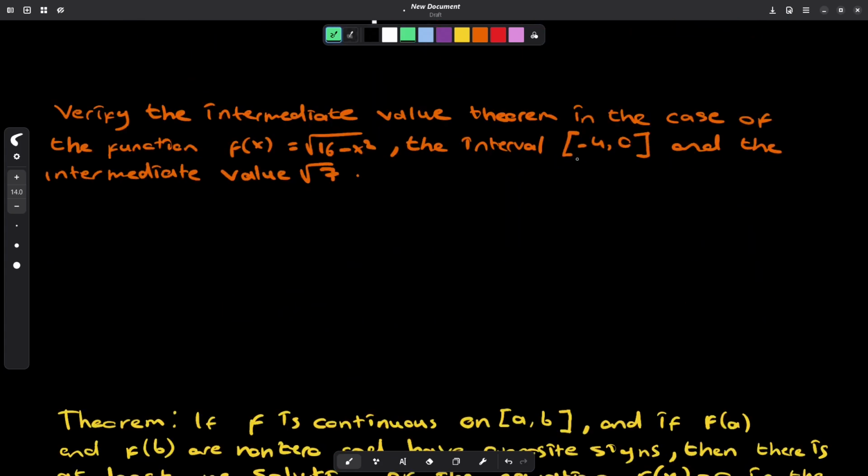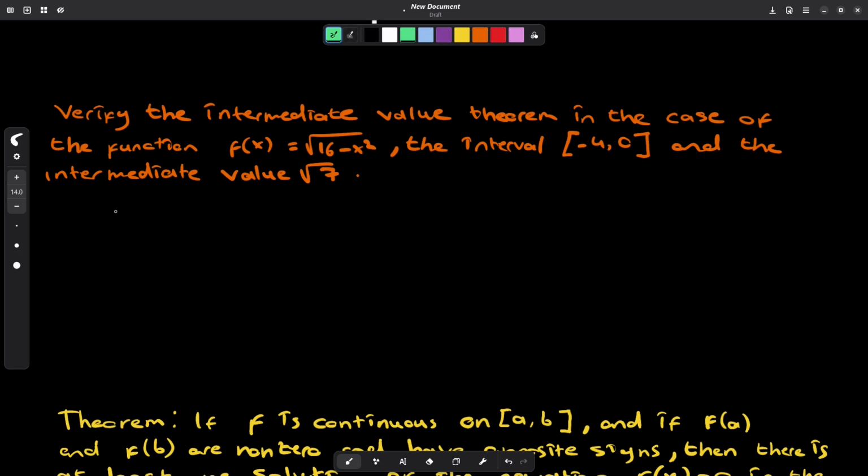Verify the intermediate value theorem. In this case, the function f(x) is given to us, the interval is given to us, and the intermediate value is given to us. To check the intermediate value theorem, first of all, we need to make sure that the function given to us is continuous on the interval. Is this function continuous on this interval?